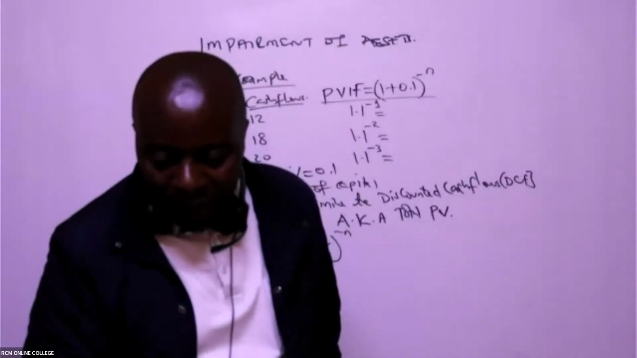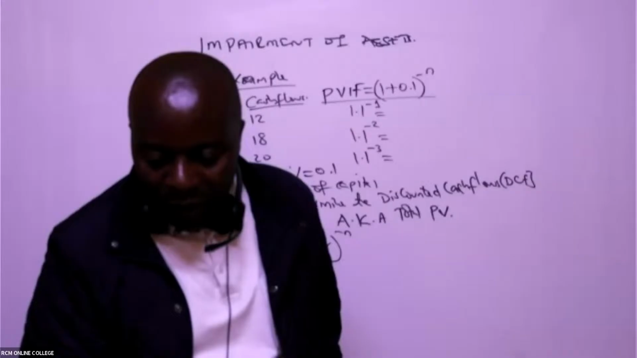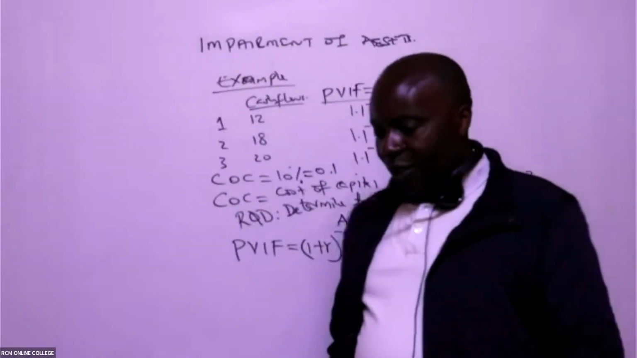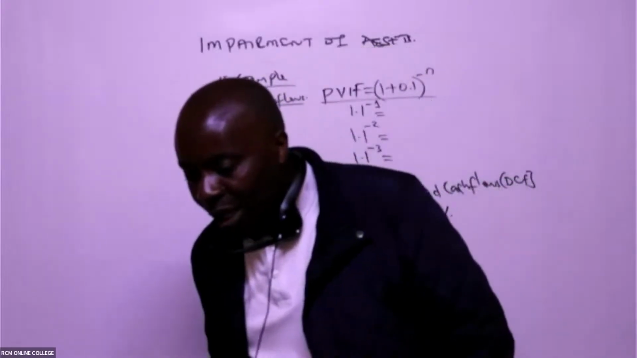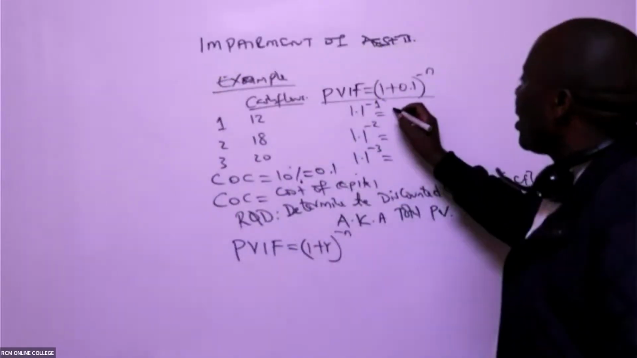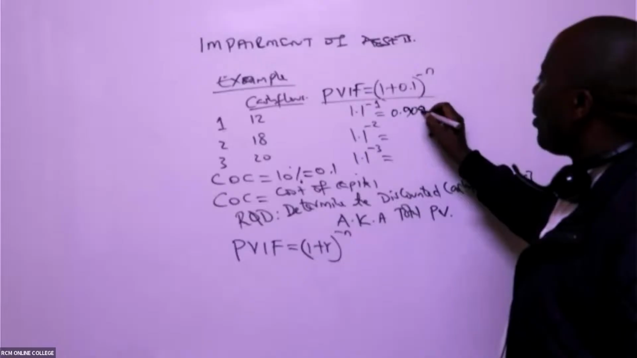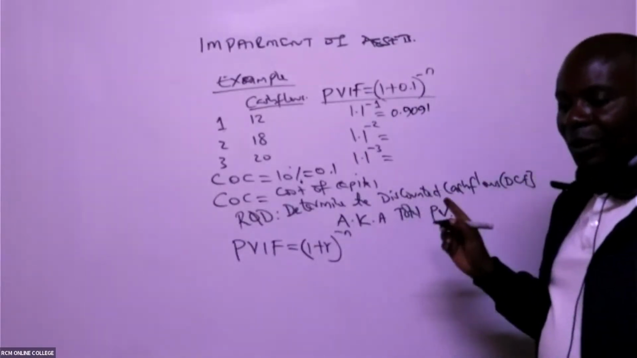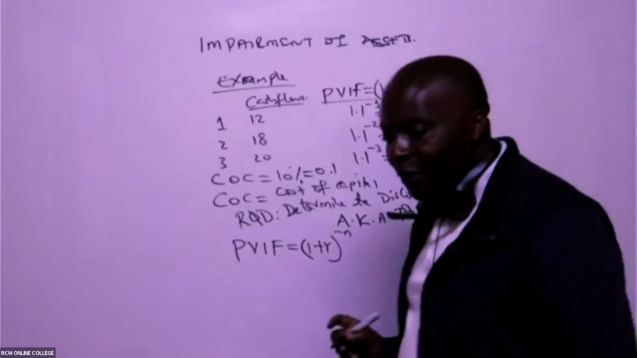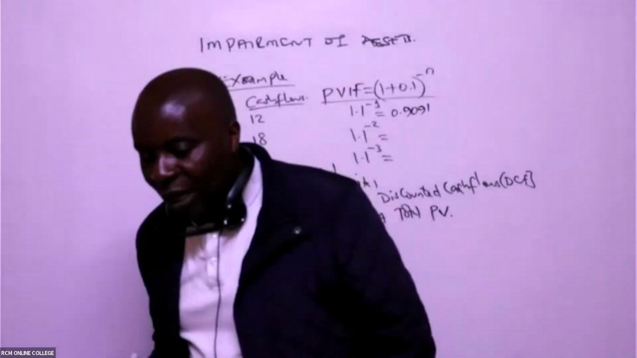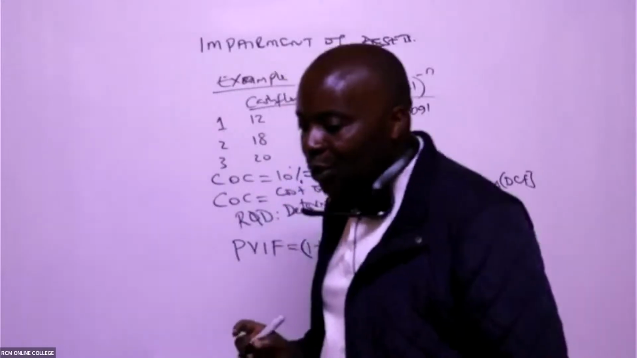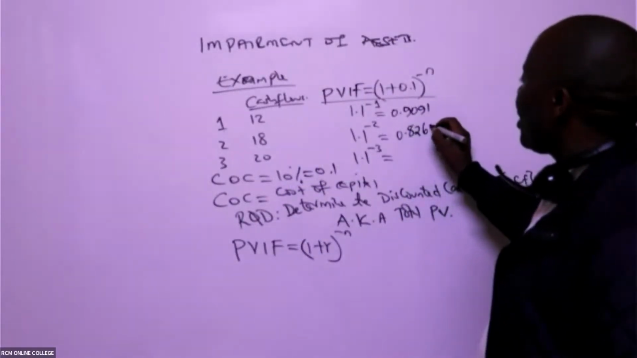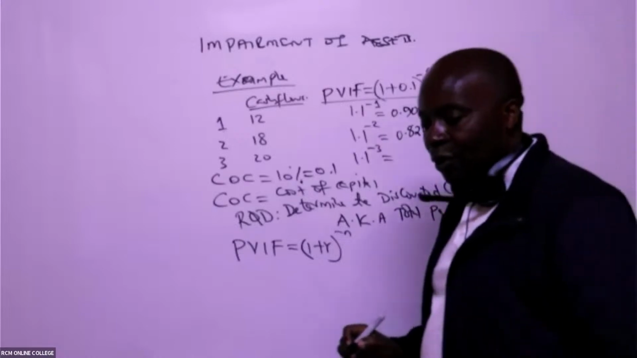I see so many questions here, really. We should be able to address them. So the first one is 0.9091. The second one, please participate here. Everybody should be able to participate here. We have 0.8264.